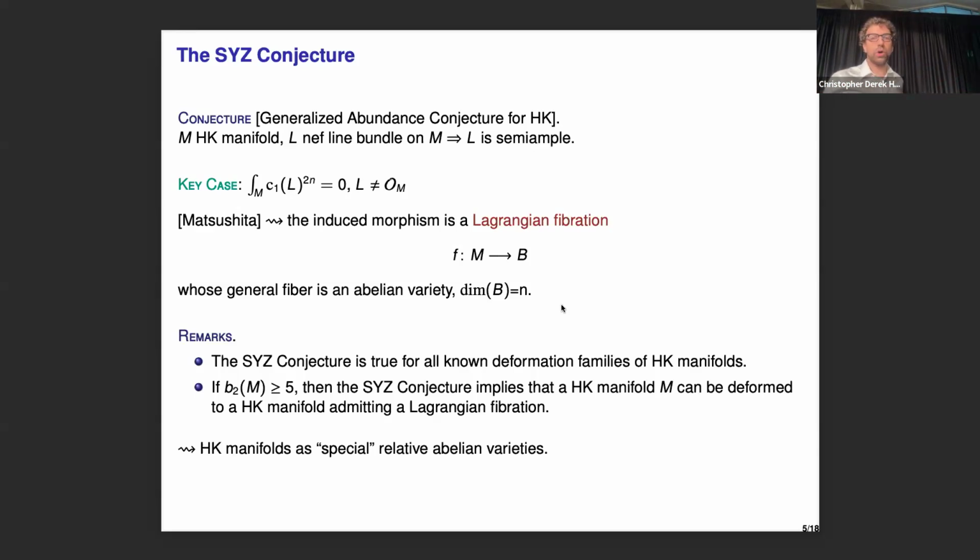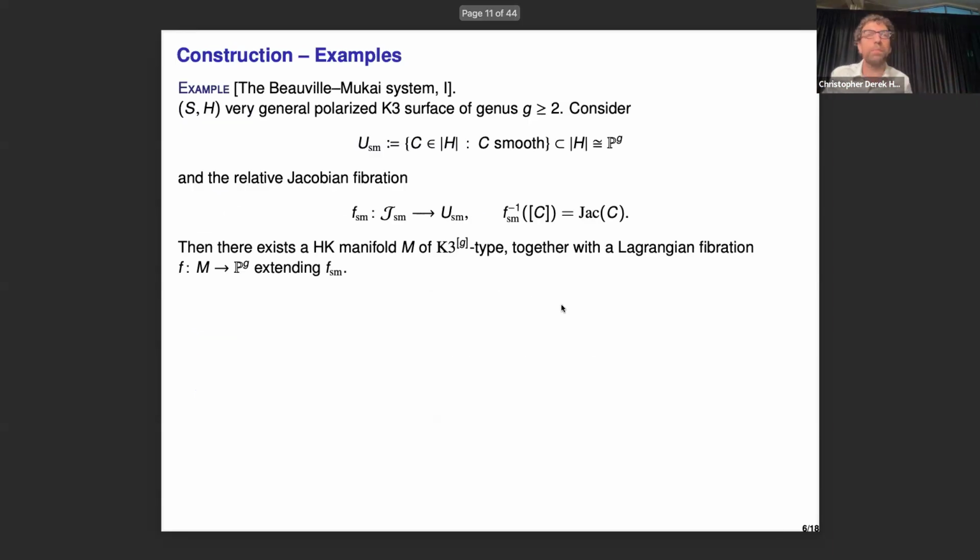The first one is a classical example by Beauville and Mukai. I'll tell you first the geometric part, and then we'll see later the Mukai interpretation of this system. So I start with a surface, actually, any surface. How do I create an abelian variety fibration by Jacobians? Well, it's very simple. I take a linear system, I take smooth curves, and over each smooth curve, I take the Jacobian. This will give me a Jacobian fibration over a linear system, which is some open set in a projective space.